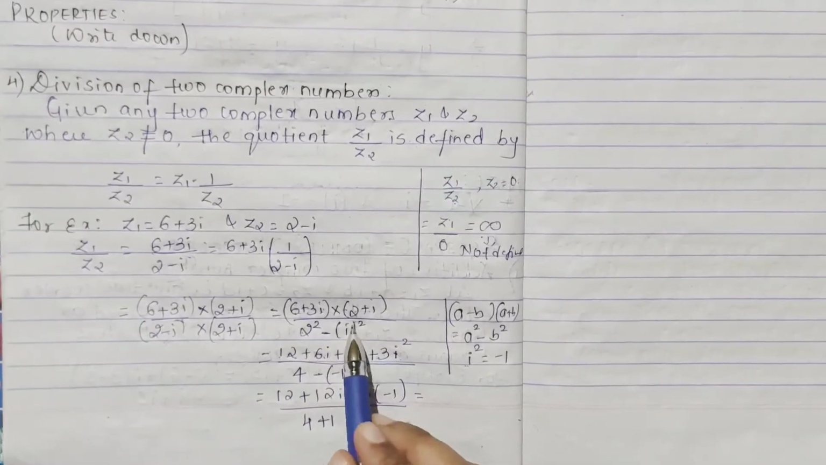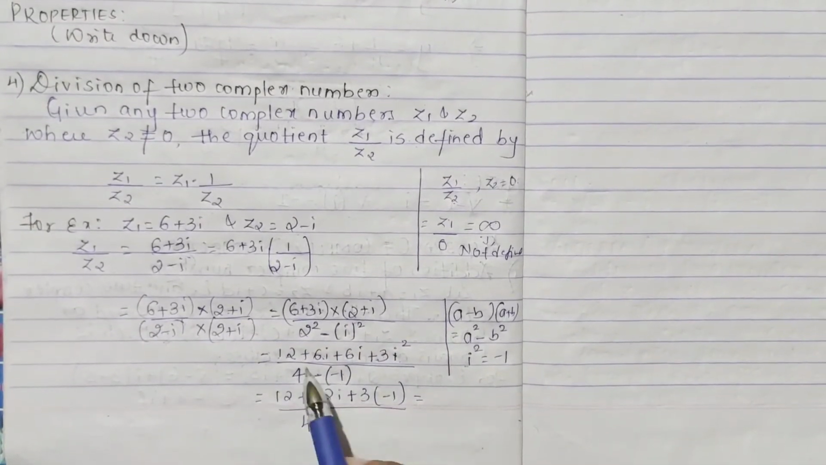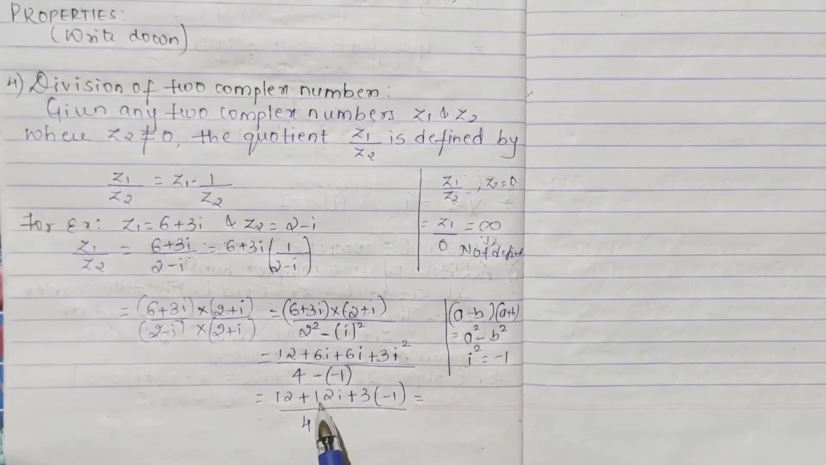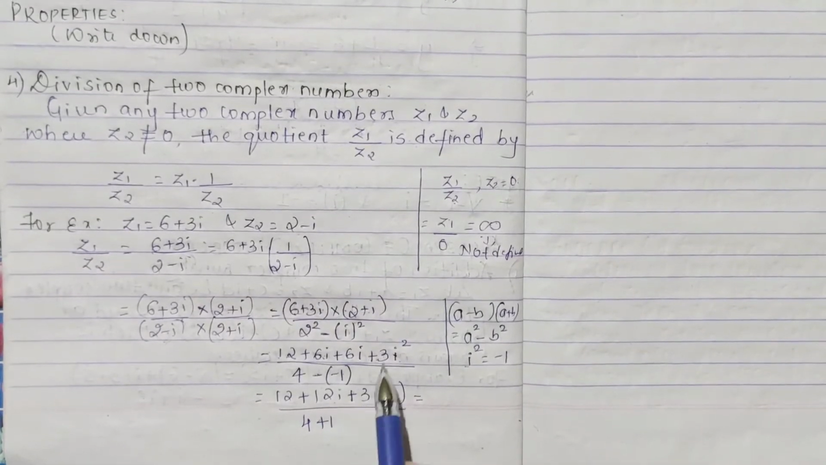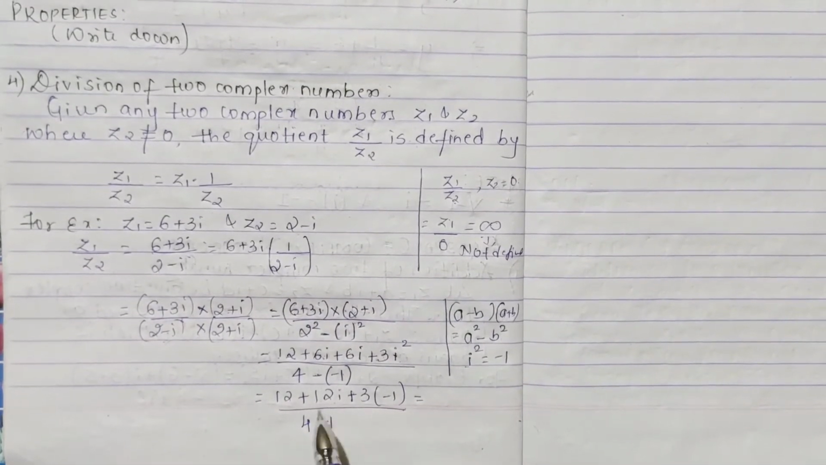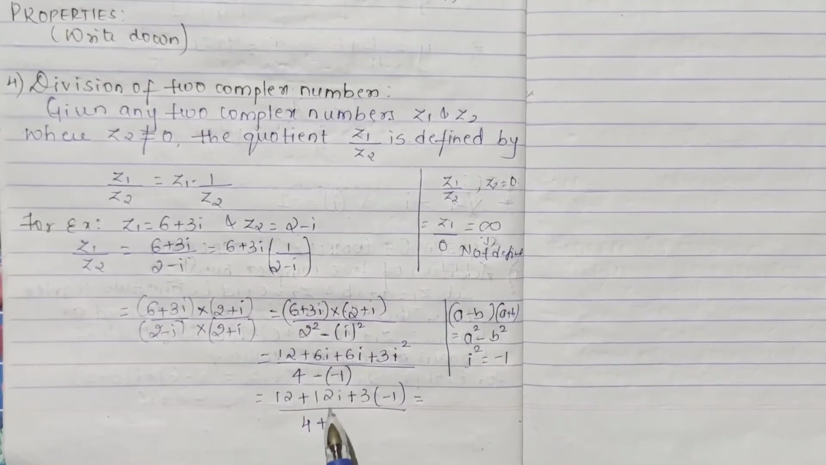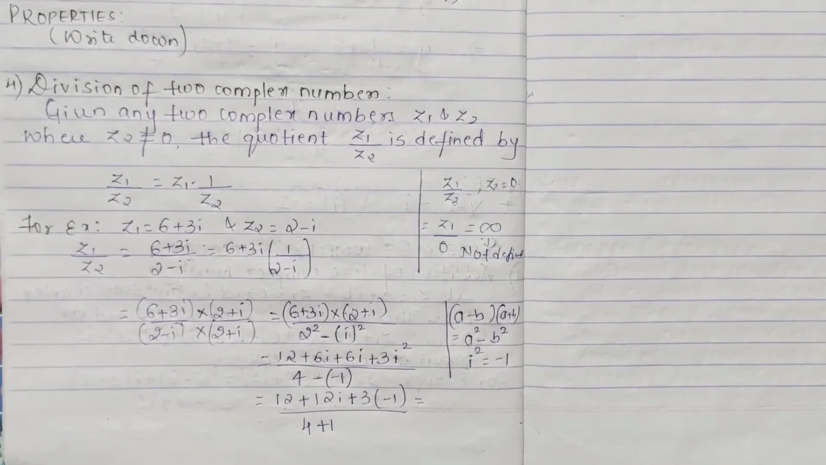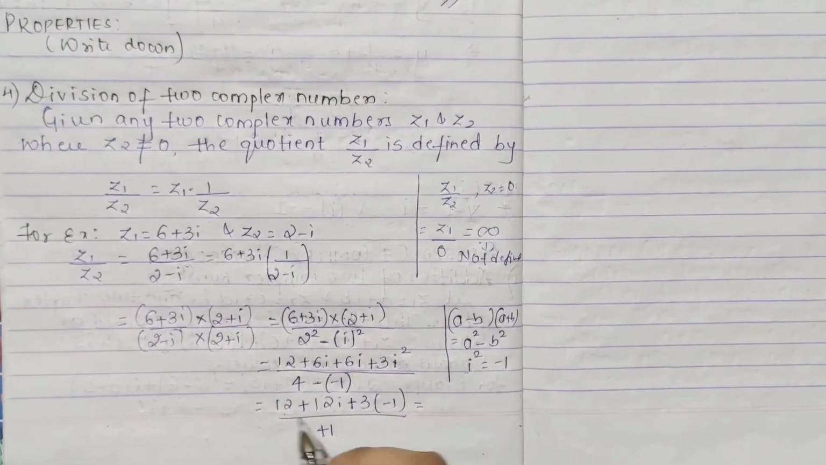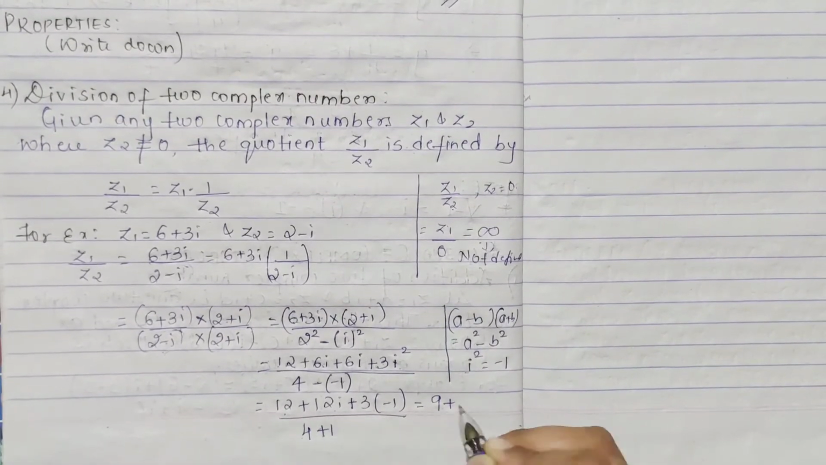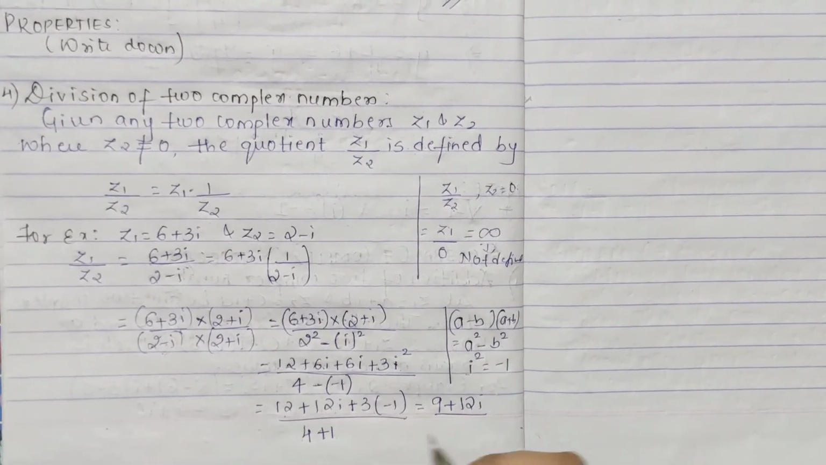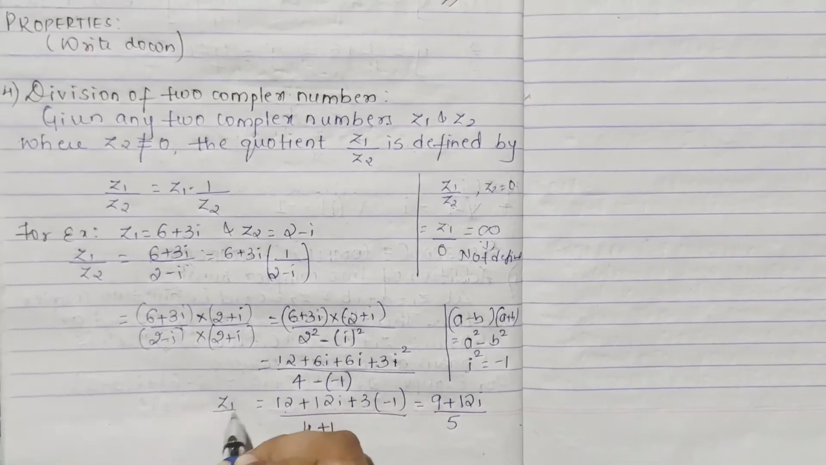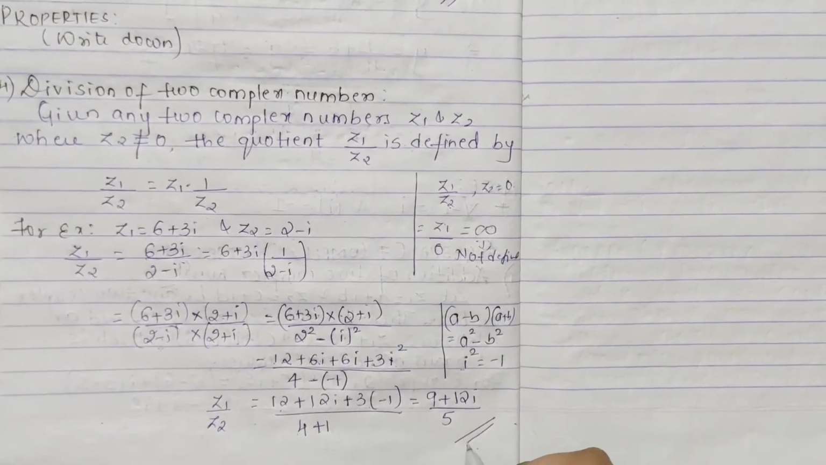Now multiply: 6 twos are 12, plus 6 into i is 6i, plus 3 into 2 is 6i, plus 3i into i is 3i square, whole divided by 2 square which is 4, minus i square. I square is what? I square is minus 1, right? We have studied this. Now again, in the numerator also I can substitute i square as minus 1. So 6i plus 6i is 12i, plus 3 i square is minus 3, whole divided by 4, minus into minus is plus 1. So 12 minus 3 is 9, plus 12i, whole divided by 4 plus 1 is 5. See, your Z1 by Z2 is (9 plus 12i) divided by 5.